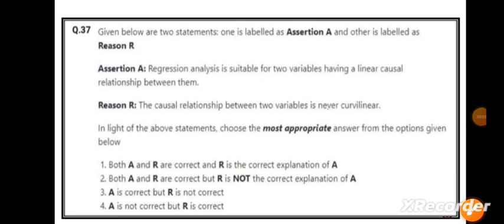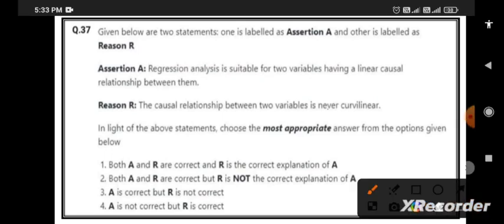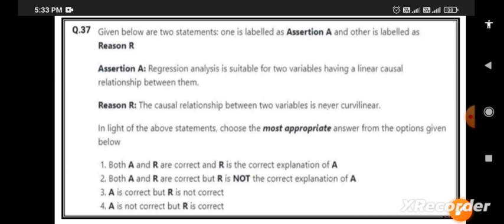Third question is an assertion reason type of question in which the assertion states that regression analysis is suitable for two variables having a linear causal relationship between them. And the reason given here is the causal relationship between two variables is never curvilinear.